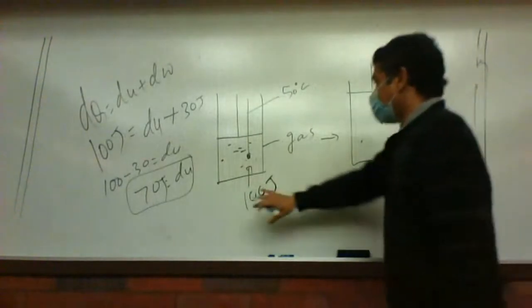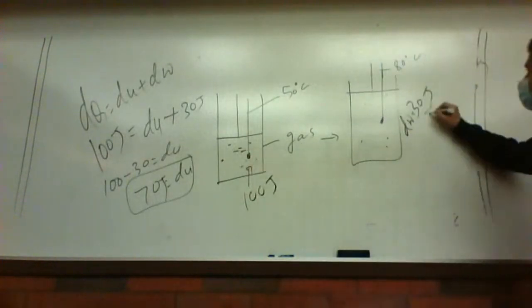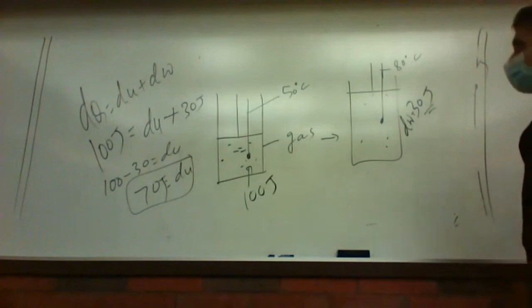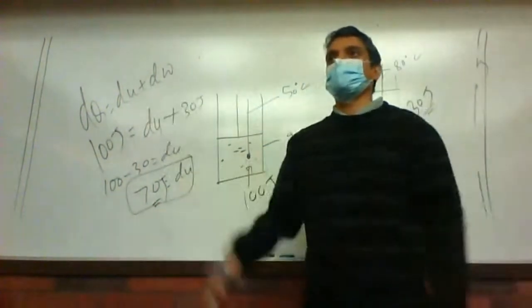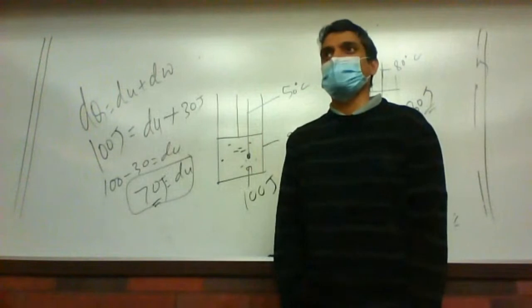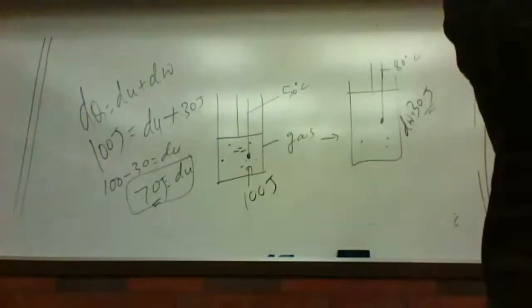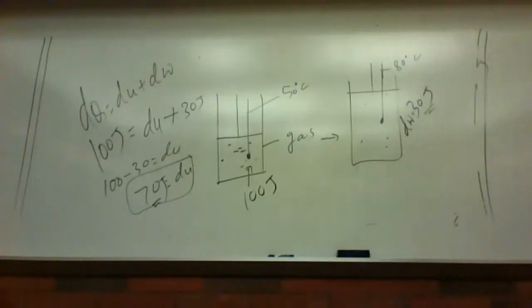So out of the 100 joule of heat energy I supply here, only 30 joule is used to push the piston. That's a good thing. But a lot of heat, 70 joule, is just used to increase the temperature, which is not good. So in thermodynamics, dU is not good. dW is always good. When you are driving a car, you start the car, and your engine becomes very hot. That's very bad. Engine should not be that hot. Yeah?